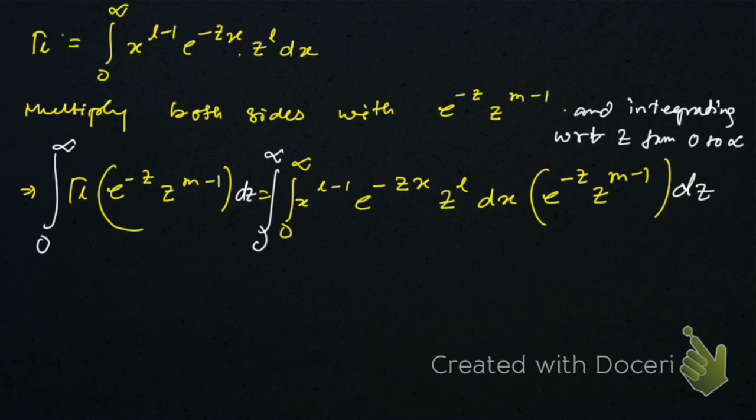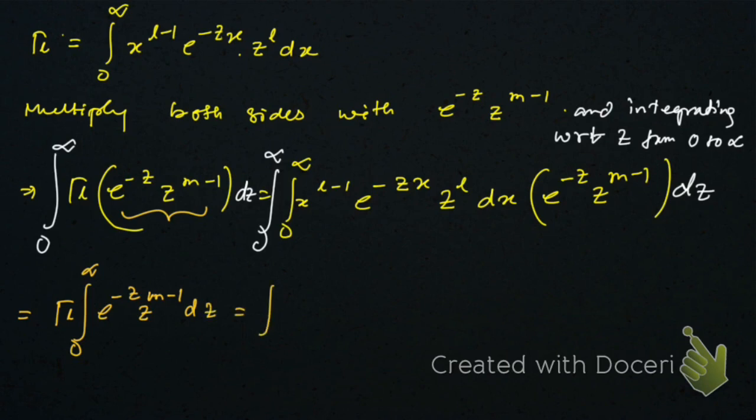Now you see, this part is a function of z only, so we can write this gamma L outside the integration, right? e to the power minus z, z to the power m minus 1 dz, then integration from 0 to infinity, let me write the part that is a function of x only, x to the power L minus 1 dx, and the next part is from 0 to infinity, then the function of z.